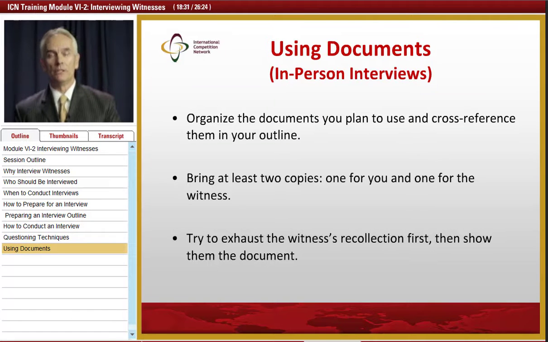Sometimes when you're interviewing a witness and you're doing so in person, and you already have some documents, you need to organize those documents for use during the interview. So you should organize the documents you plan to use, and you should cross-reference them in your outline. Generally speaking, it's best to bring at least 2 copies of each document to the interview, one for you to use and one for the witness. And again, you should try to exhaust the witness's recollection first, and then show them the document and ask your questions again with the document in front of them.